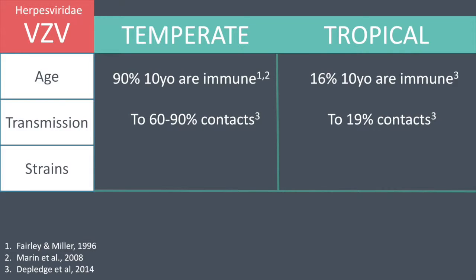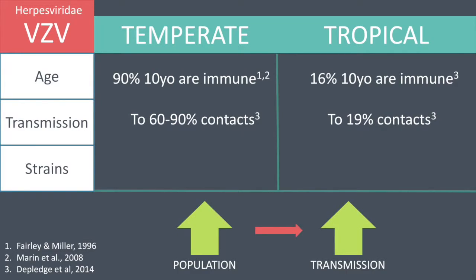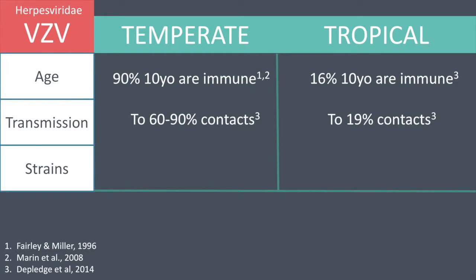in tropical regions, you have much lower population immunity when you're young, so fewer children getting infected. It also decreases the transmissibility of the virus, so fewer of their close household contacts are infected than in temperate regions. This means that the age distribution of cases is typically older for chickenpox because they just are still susceptible to it. And also the strains are different in these regions, so that could also genetically contribute to the different epidemiology.